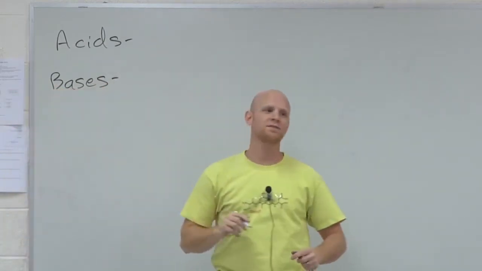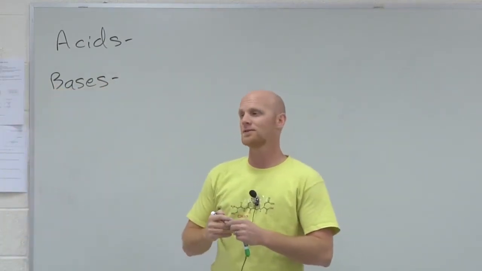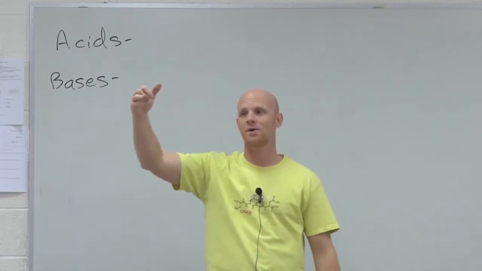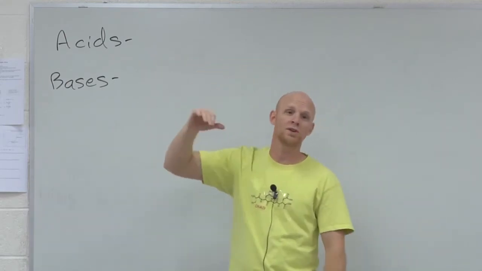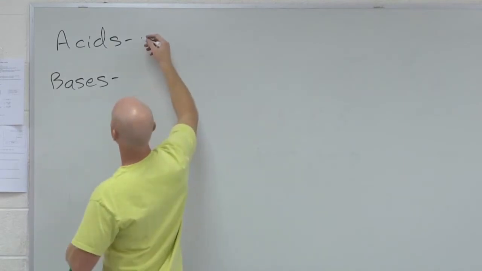We are only going to use one of the definitions you learned back in the day. You would have learned three: the Arrhenius definition, the Bronsted-Lowry definition, and the Lewis definition. We're only using Bronsted-Lowry. What's Bronsted-Lowry's definition of an acid?